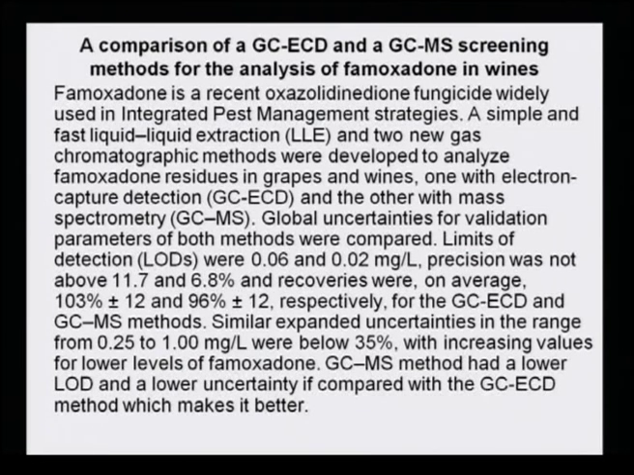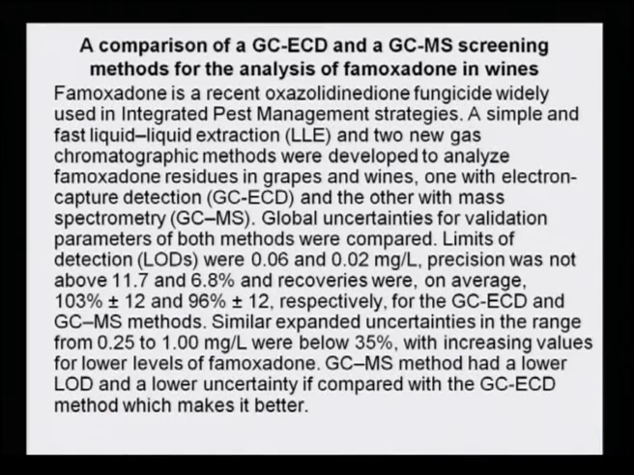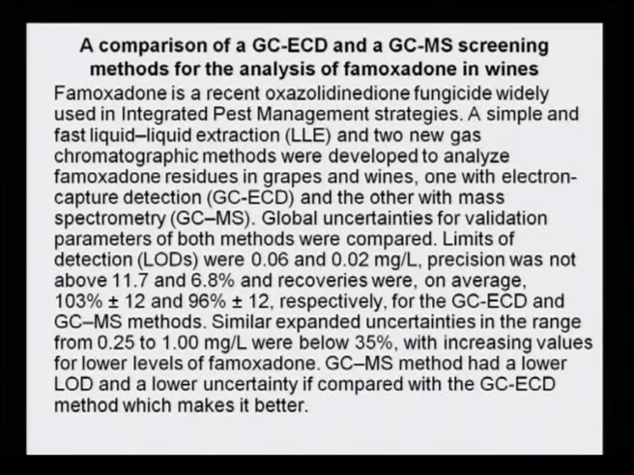It is important because if pesticide residues are found and these grapes are used for making wines, it is going to make a contaminated wine rather than pure wine. One method used electron capture detection, that is GC-ECD, for simultaneous analysis, and the other used mass spectrometry, that is the GCMS. Global uncertainties for validation parameters of both methods were compared.